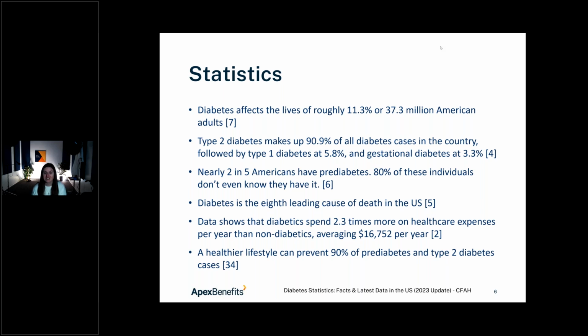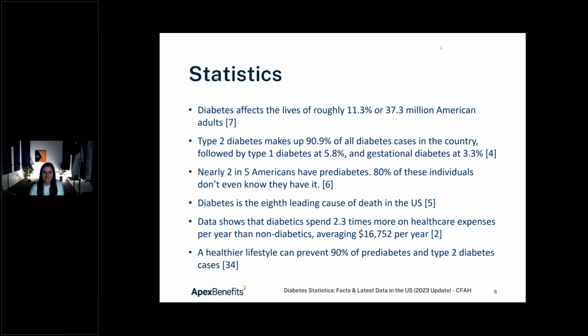Diabetes is the 8th leading cause of death here in the US today. And data shows that for someone that has a diagnosis of diabetes, their spend is 2.3 times more on healthcare than a non-diabetic. And they average about $16,752 per year in claims. And I say those are people that have a diagnosis because, again, we know there's a large majority of people that don't yet have that diagnosis but would fall into that category.